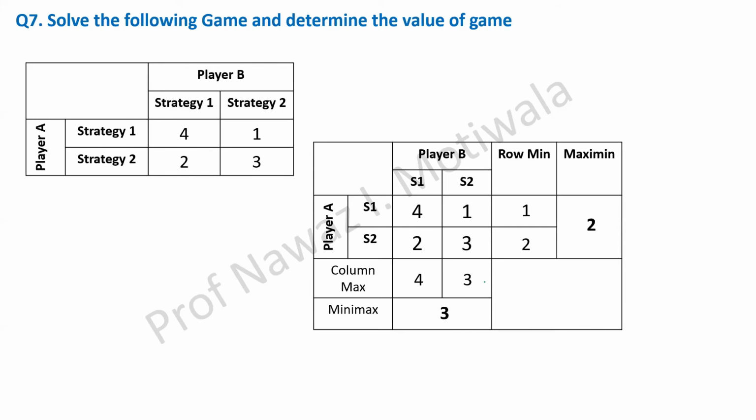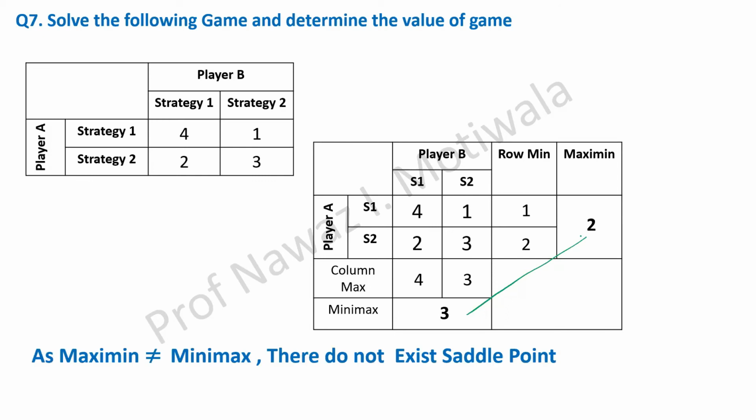So here you can see that 3 and 2, that is maximin, is not equal to minimax. Hence I will say that it is a mixed strategy problem because a saddle point does not exist. So I will write here maximin not equal to minimax. There does not exist a saddle point. And because it does not exist, we will write that it is a mixed strategy.